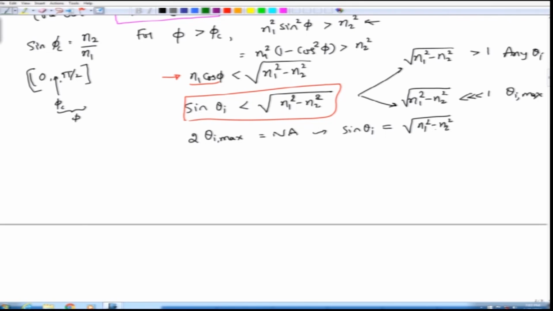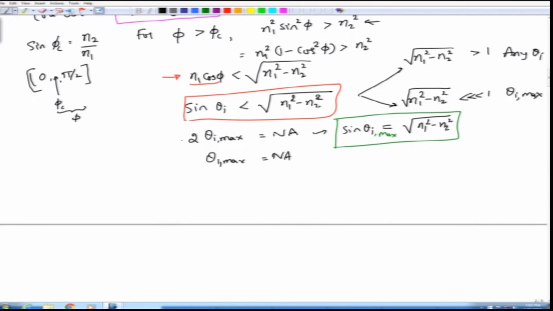So, this angle which you can obtain after solving this particular equation, sin theta I max is equal to square root of n1 square minus n2 square. Twice of that angle, 2 theta I max, is called the numerical aperture in some literature. In some other literature, theta I max itself denotes the numerical aperture. You have to look at how the authors are defining it and be clear about one of those.